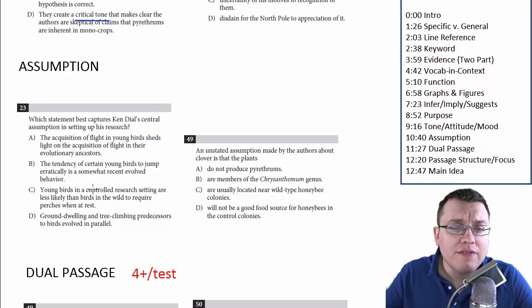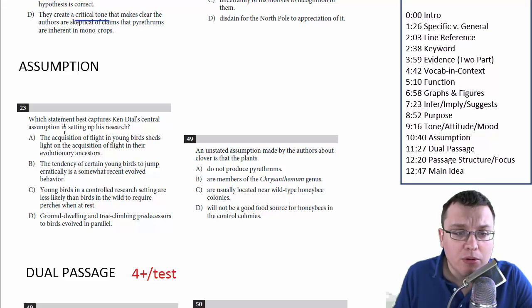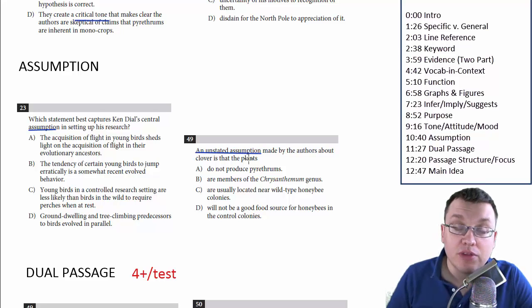Assumption questions are pretty advanced. Basically, they can be, of course, specific or general, and we can see a couple of examples here. Which statement best captures Ken Dial's central assumption in setting up his research, or an unstated assumption made by the authors about Clover is that the plants what?